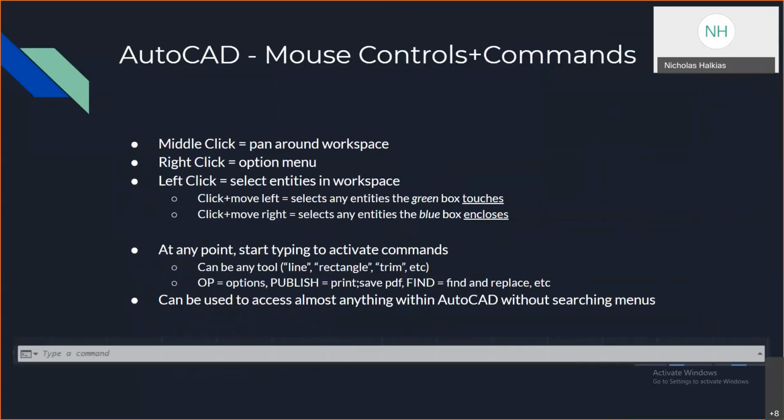So then AutoCAD also has initially confusing mouse controls. Middle click pans around the workspace. Middle click, that's your mouse wheel. That's how you can pan around. When you right click, that brings up your standard right click option menu.